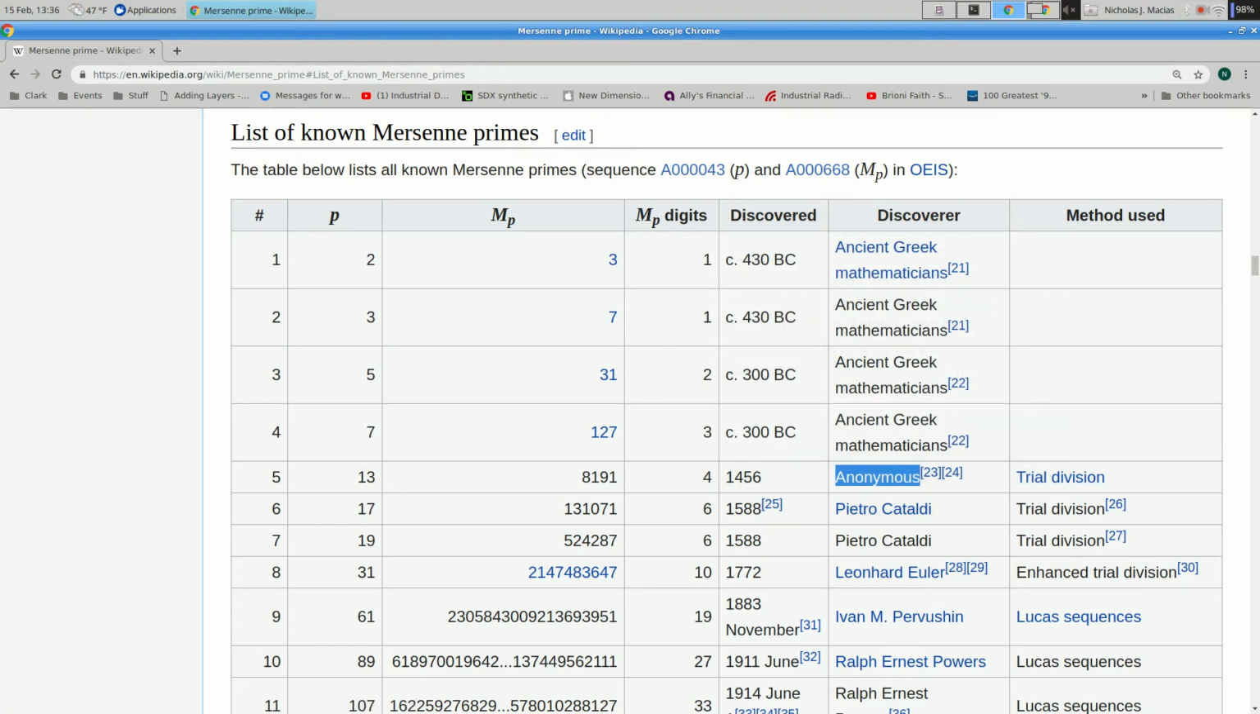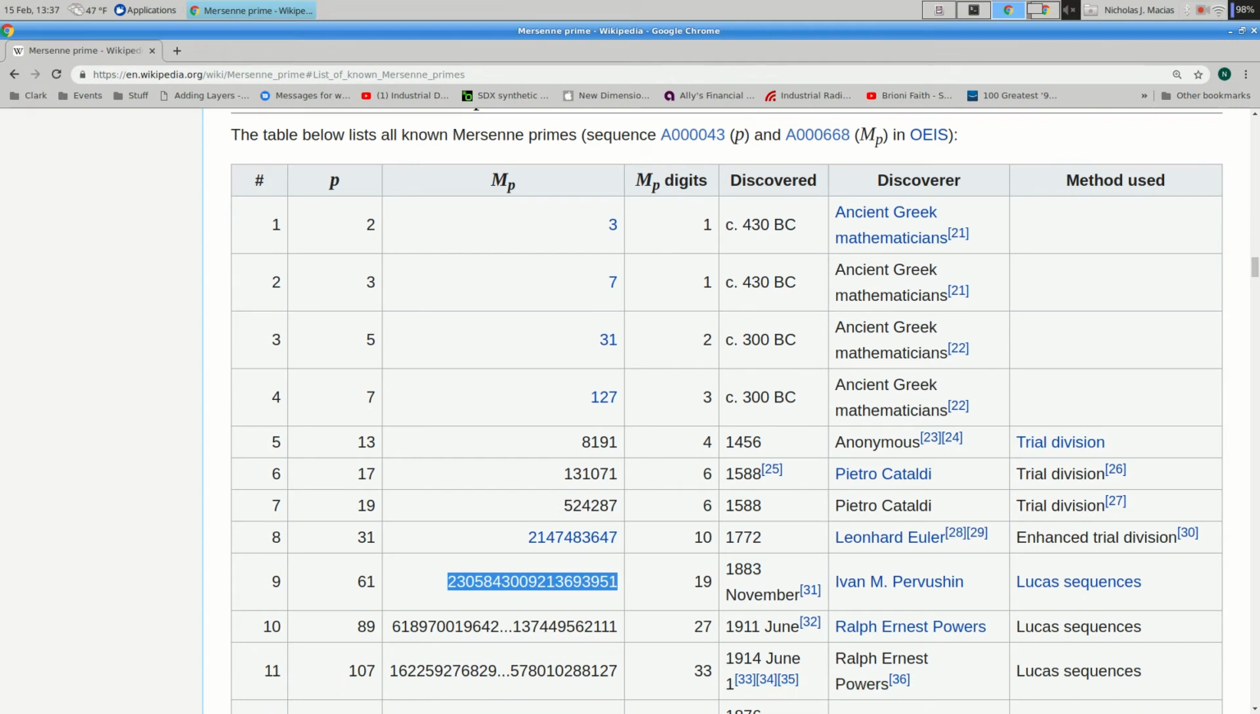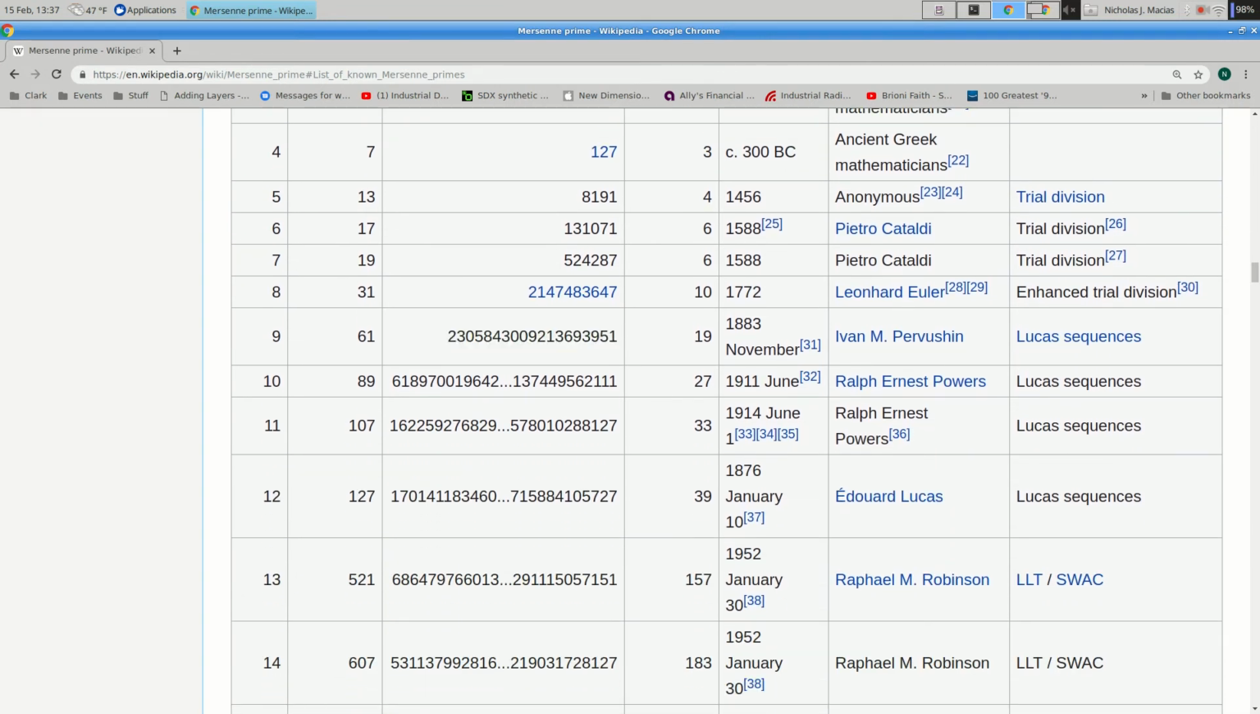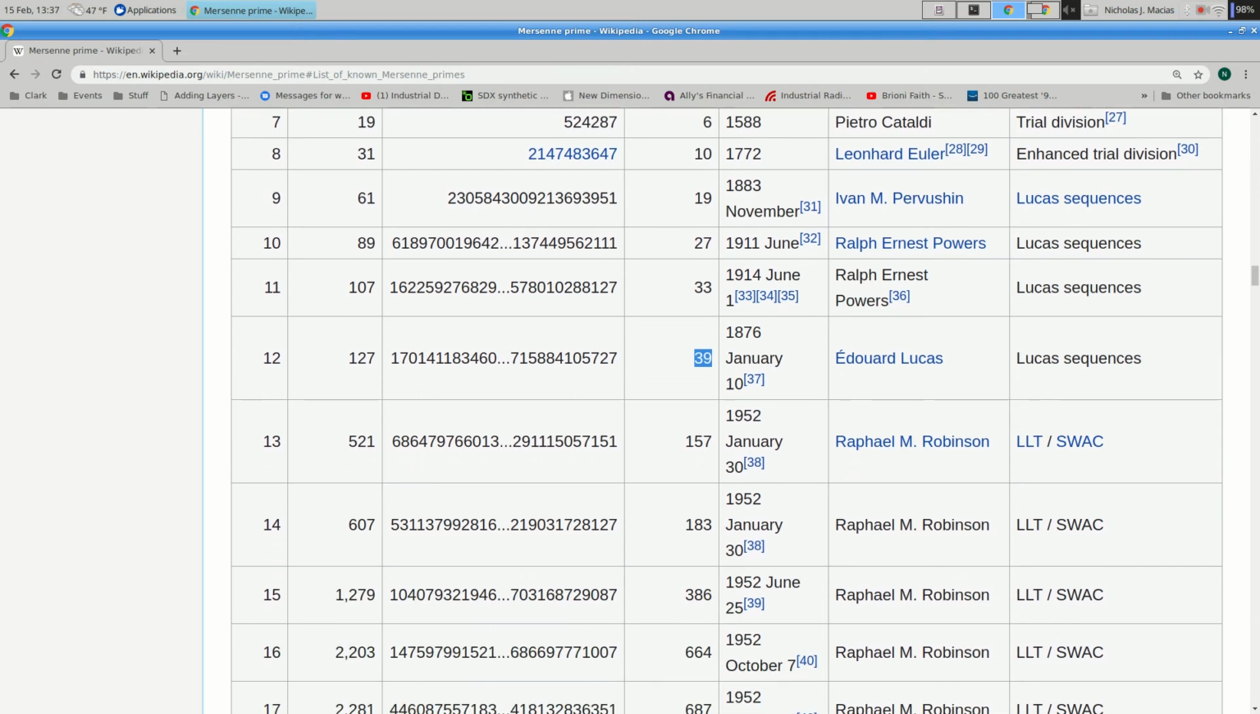In the 1800s, Lucas, a mathematician, came up with a test called the Lucas-Lehmer test for testing numbers of this form. If 61 gives you a prime, it's kind of big. They tell you how many digits these primes have, so the number of digits starts growing. Here's a 39-digit prime number, which is pretty cool for 1876. We didn't even have MTV back then, and we were able to find these big primes.